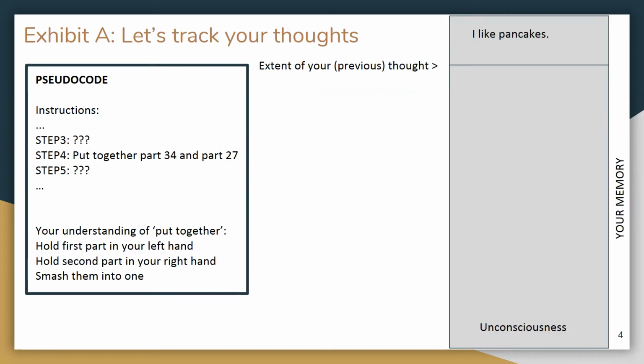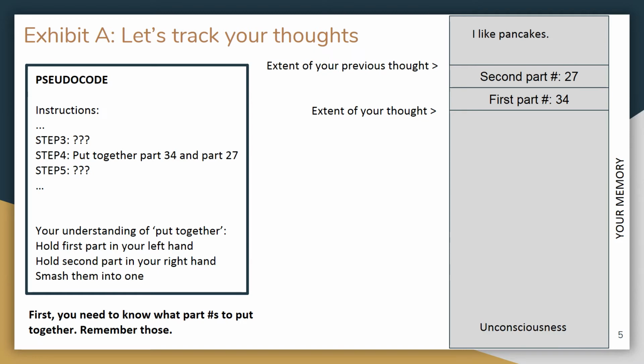So what does this actually look like in my head? Before I even start, I have this set of instructions and it has step 4 right there. And also somewhere in the instructions is some definition of put together. So something like hold a part in your hand, hold a part in your other hand, and then just smash them together. Something like that. And in my head, I'm probably currently thinking about something before I even start. In this example, my previous thought is that I like pancakes. Why not?